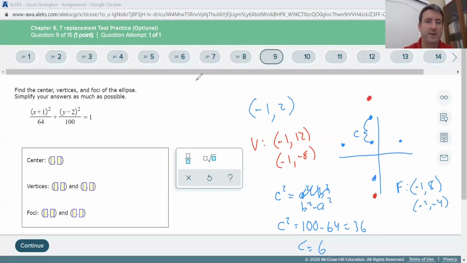All right, so let's come over here and enter that our center is at -1, 2. Our vertices are at -1, 12, and -1, -8. And then our foci are at -1, 8, and -1, -4. All right.